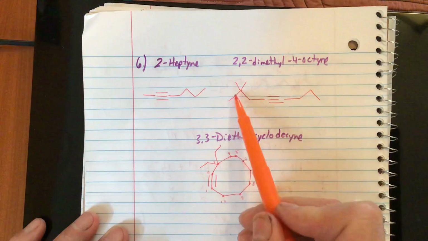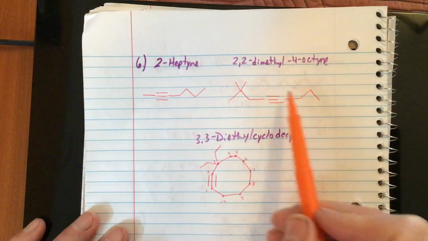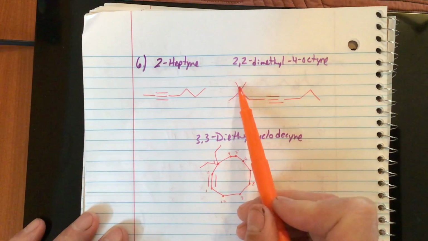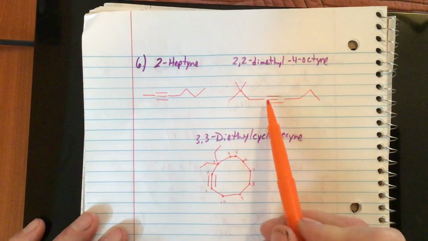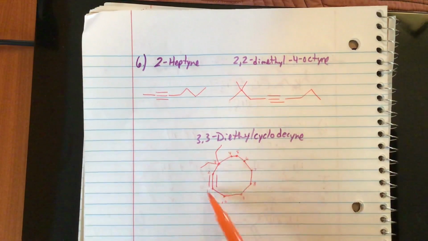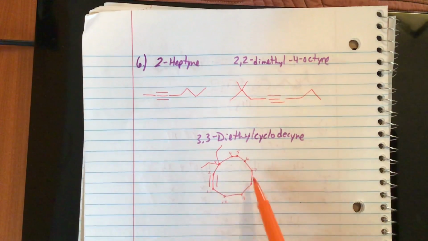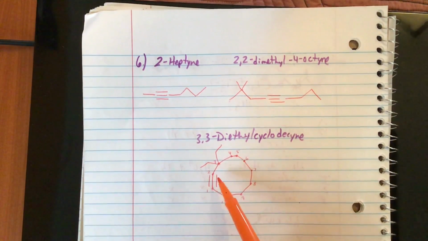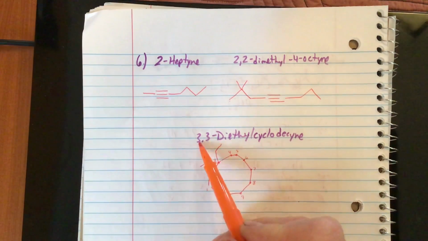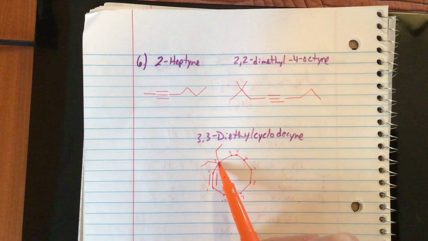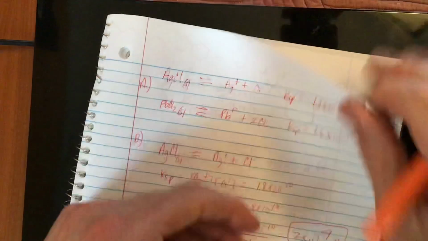Next, 2,2-dimethyl-4-octyne, so we've got 8 carbons, 1 through 8, with 2 methyls on carbon 2, and our triple bond is on carbon 4. And then we've got a cyclodecyne, so we've got 10 carbons in a ring. We've got our triple bond on carbon 1 and our 2 ethyls coming off of carbon 3. That was 6.